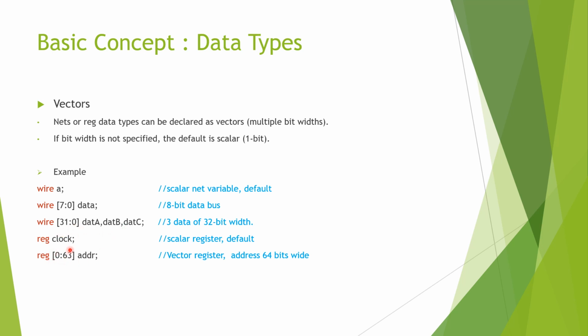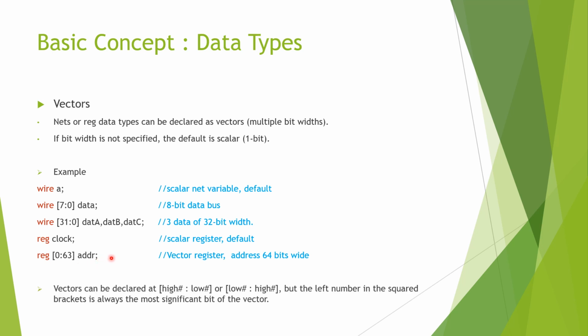reg clock; this clock is a 1-bit register type. reg [0:63] address; this is a 64-bit wide address. Vectors can be declared as high to low or low to high, but the left number is the most significant bit of the vector, like this. Here 0 is the most significant bit of the vector, and here 31 is the most significant bit of the vector.